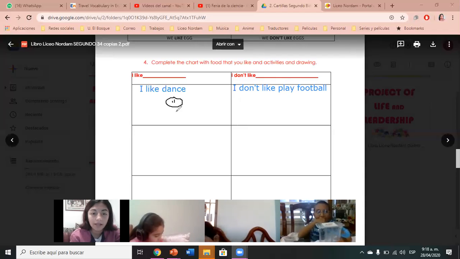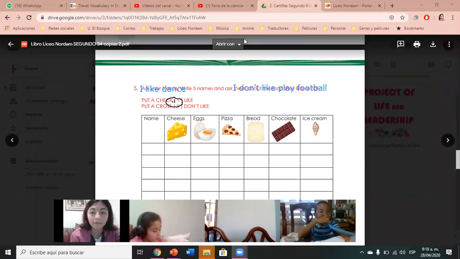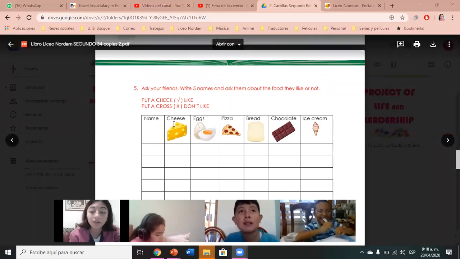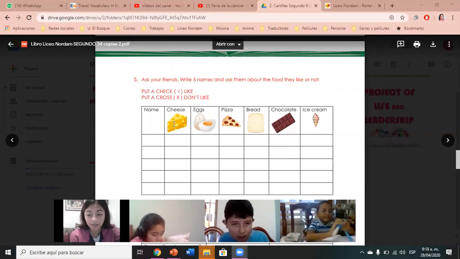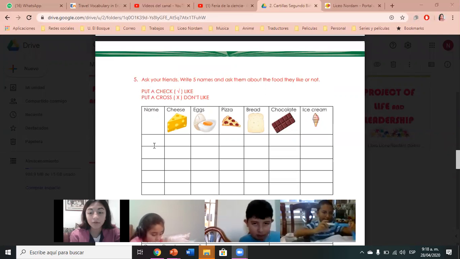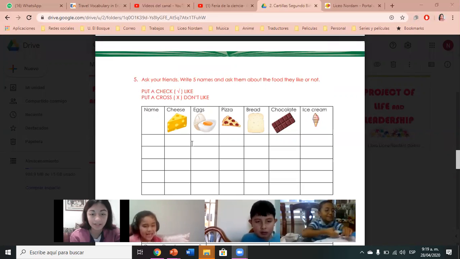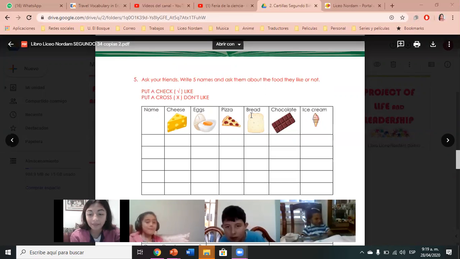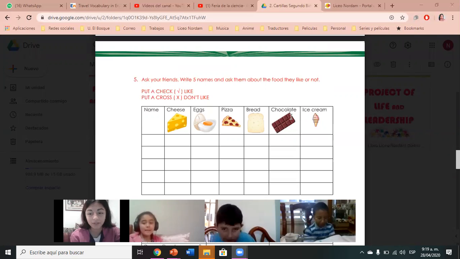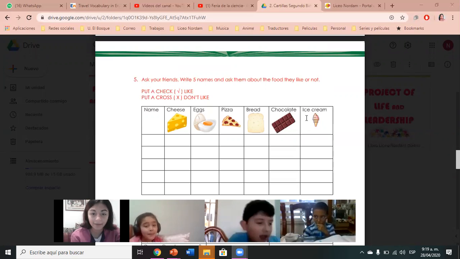This is an example. And you're going to do point number five, punto número cinco. And point number five says that you're going to ask someone, le van a preguntar a alguien, in your house, en su casa, you're going to write the names, van a escribir el nombre de la persona y le van a preguntar si les gusta, if this person likes cheese, si le gusta el queso, if he likes eggs, if he likes pizza, bread, el pan, chocolate, and ice cream. Listo, le van a preguntar.